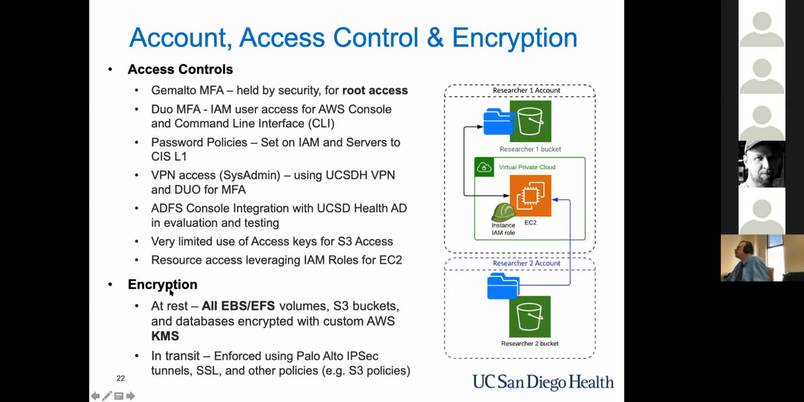At rest, in terms of encryption, we require all volumes to be encrypted. We have some Lambda functionality that basically if somebody spins up an EBS or EFS volume that isn't encrypted, it automatically will shut that down. And then in terms of in-transit, we covered the IPSec tunneling, SSL and other policies that are brokering that encryption for in-flight.